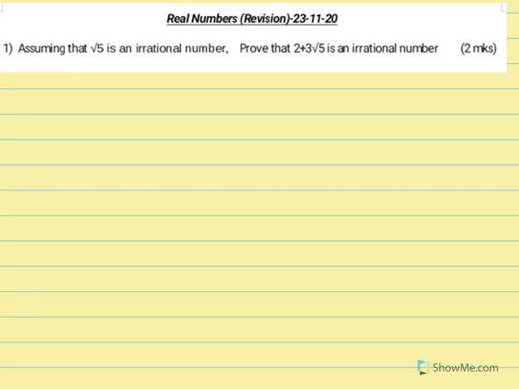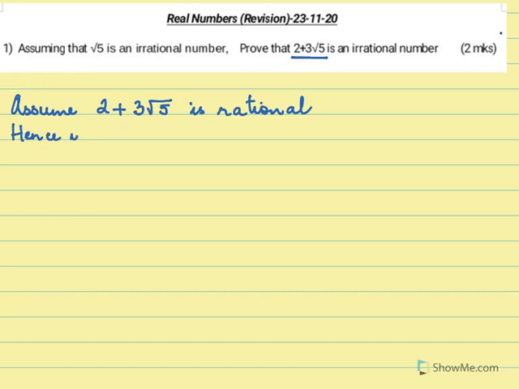Assuming root 5 is irrational, prove that 2 plus 3 root 5 is irrational. So first we will assume 2 plus 3 root 5 is rational. Hence we can write 2 plus 3 root 5 equal to P over Q, where Q is not equal to 0.